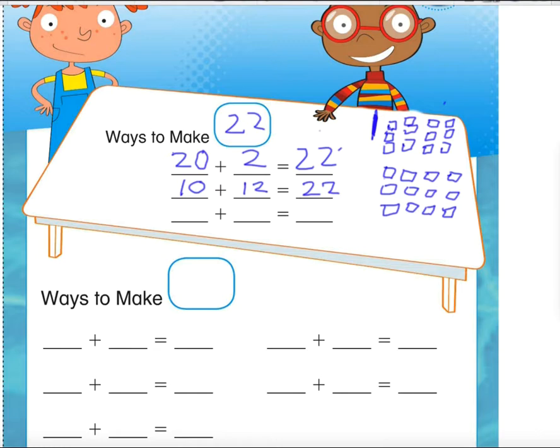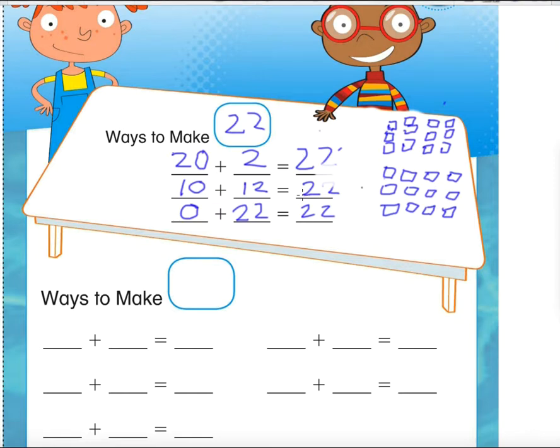But let me get rid of that 10 rod right there. Okay. Now, how many 10s do we have? Well, we have 0, so we could put 0 plus how many ones? 22. And 0 plus 22 is 22.